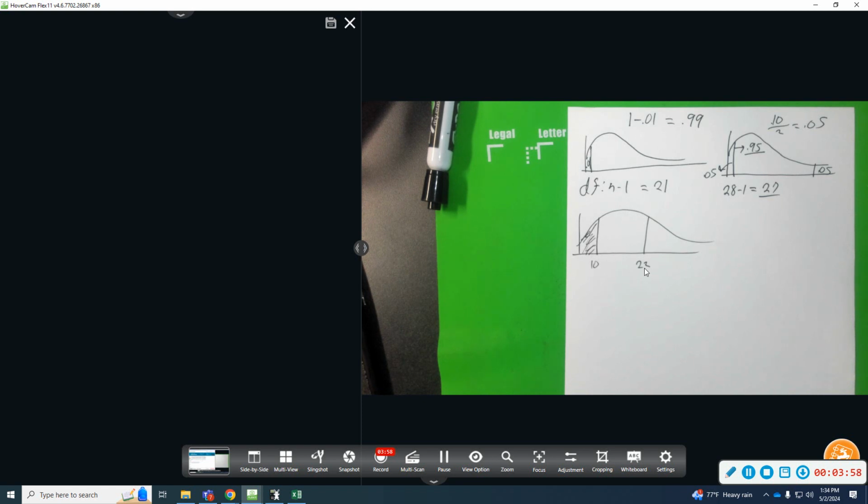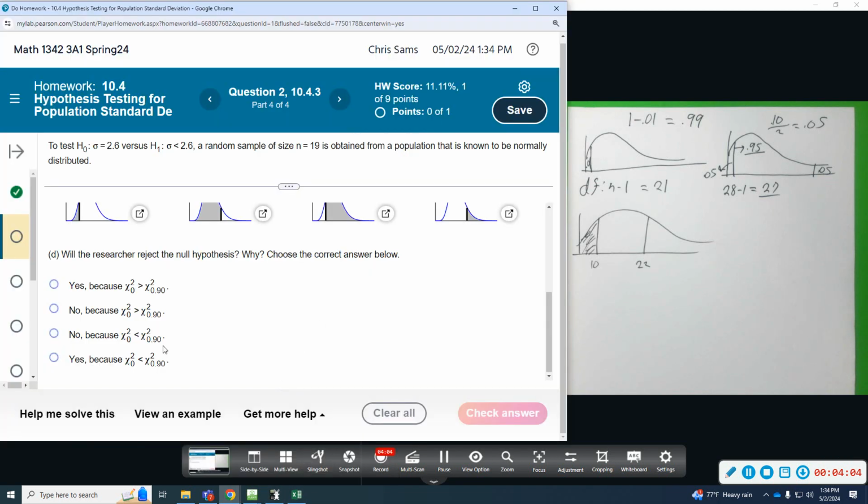So we will not reject. We're not in the rejection region in this example, because our statistic is greater than the critical value.